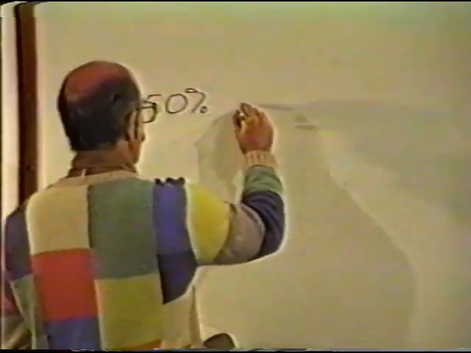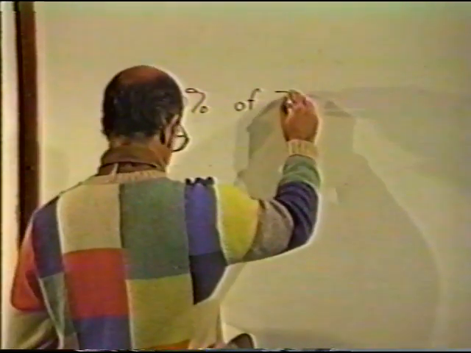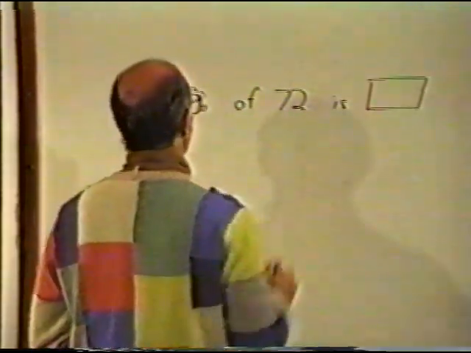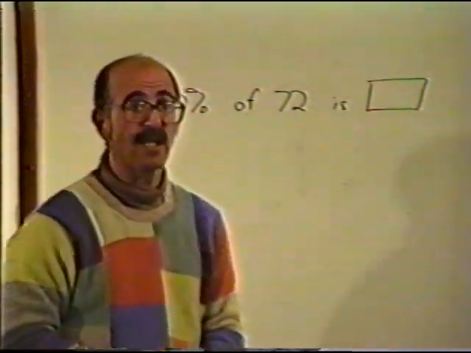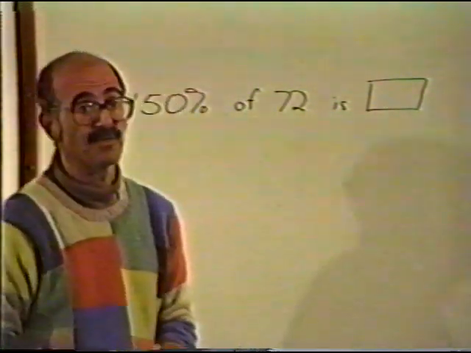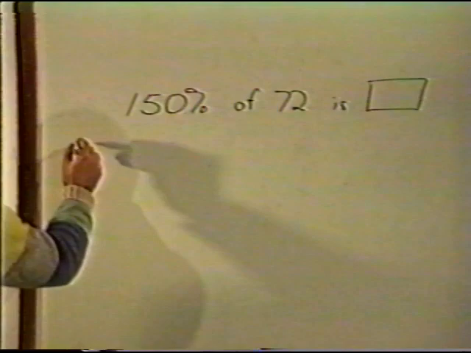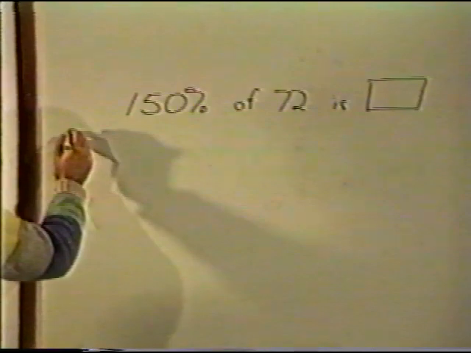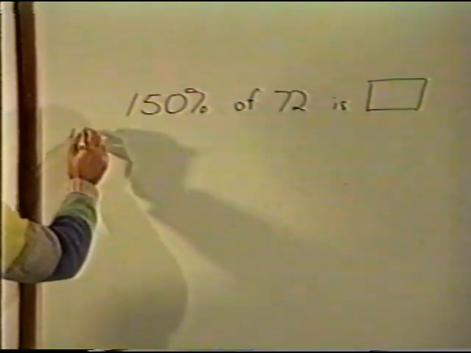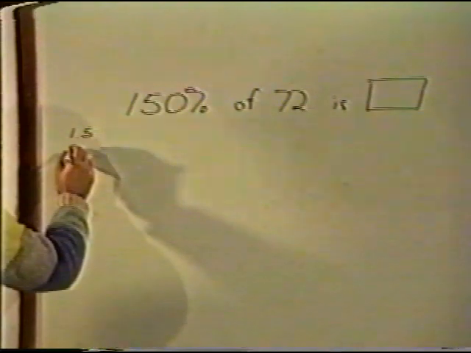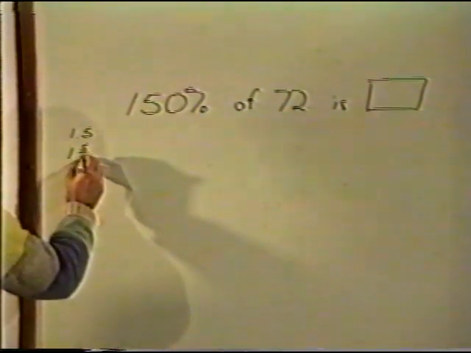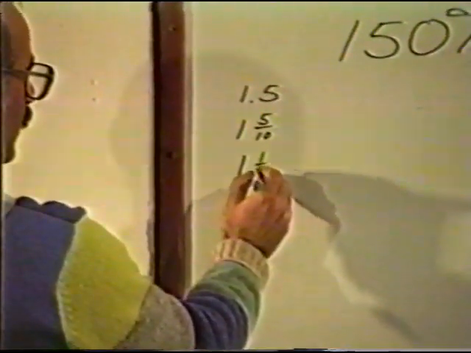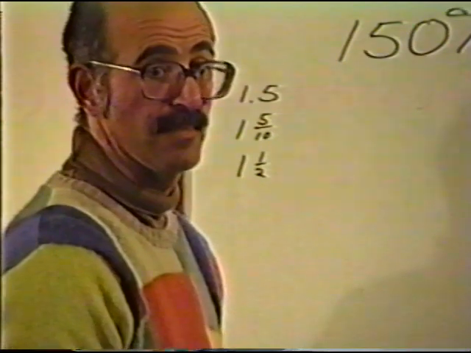150% of 72 is what? Now here we have a percent that's more than 100%. 150%. We move the decimal point 2 places back, and we get 1.5, which is the same as 1 5/10, and the 5/10 reduces to what? 1/2. But we still have a mixed number.